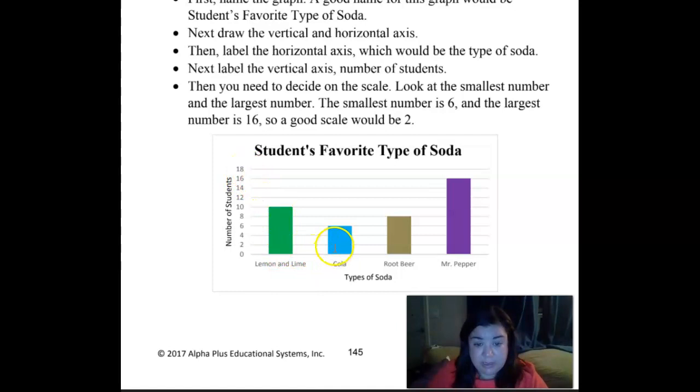You see lemon lime, cola, root beer, and Mr. Pepper. I know Dr. Pepper is probably what they want to say there, huh? I like Dr. Pepper. That would be my favorite.